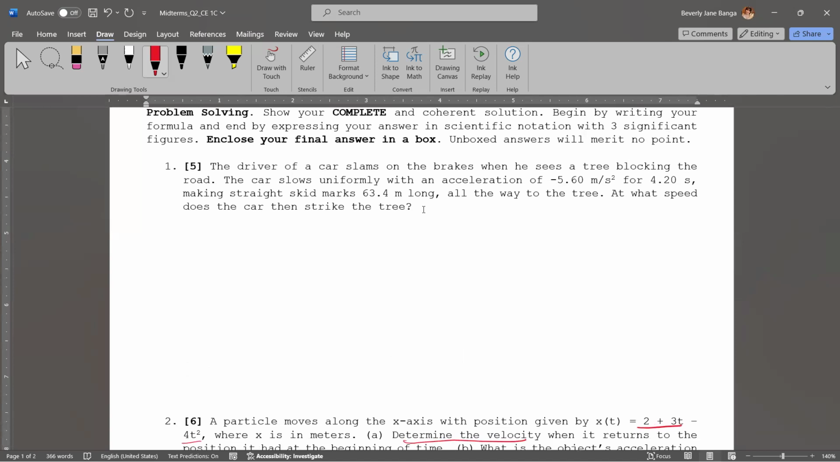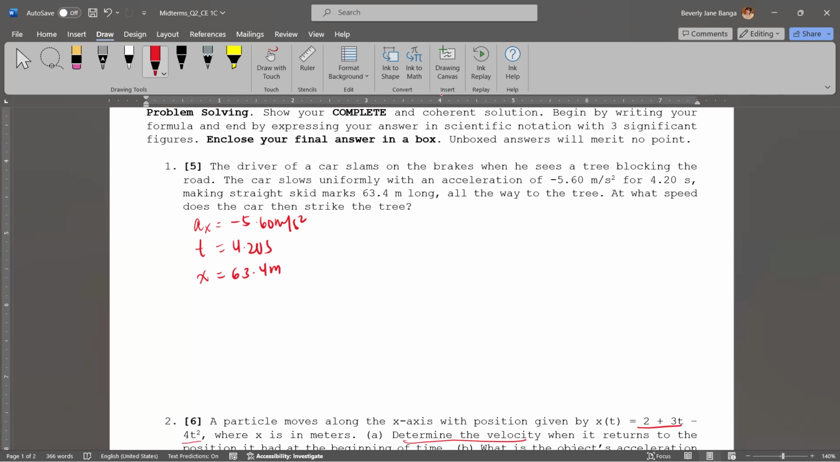So it says here the driver of a car slams on the brakes when he sees a tree blocking the road. The car slows uniformly. So you have acceleration, negative 5.60 meter per second squared for 4.20 seconds, making skid mark 63.54 meters long all the way to the tree. At what speed does the car then strike the tree? Okay, so at what speed does the car strike the tree?